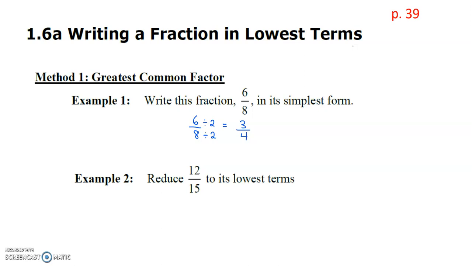For example 2, we're going to reduce 12/15 to its lowest terms. So we think about the common factor that is the biggest for both of these. It has to be the same. So just because you can divide a 12 by 4 and a 15 by 5 doesn't mean that you can do that. You have to pick the same factor. And the greatest common factor of these two numbers is a 3. So we're going to divide by 3. 12 divided by 3 is 4, and 15 divided by 3 is 5. And so our lowest terms is 4/5.